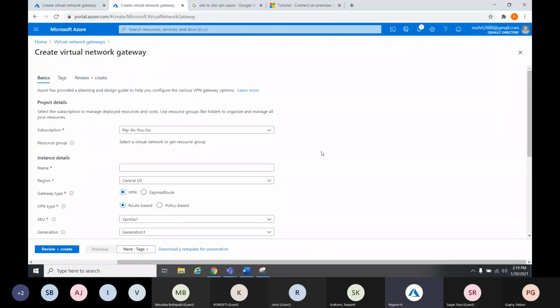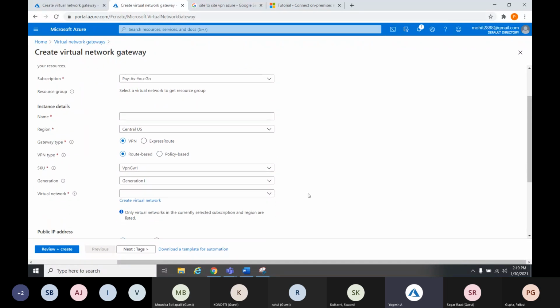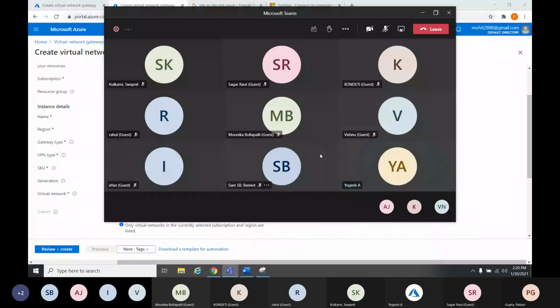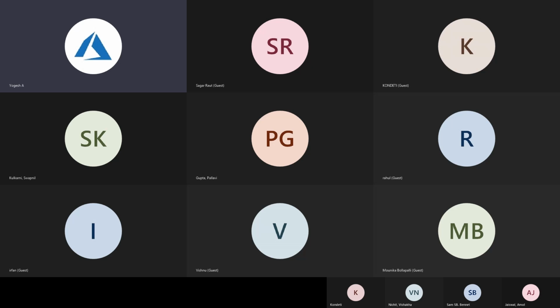Okay, so let me share my screen and we'll understand how we can configure the firewall from the physical data center. This is a very important lab to clear your interview. So let me share the screen. Okay.